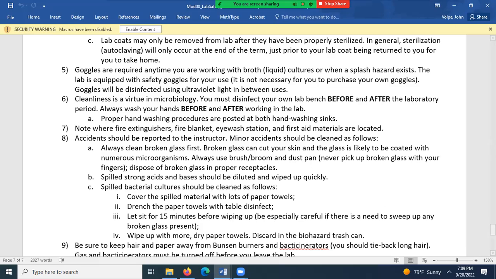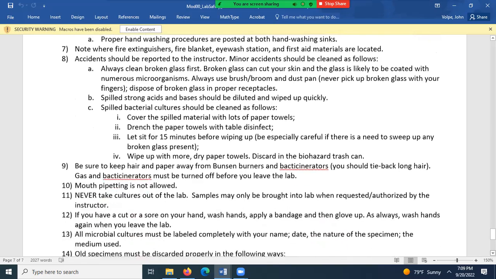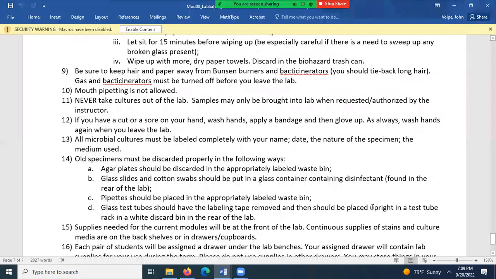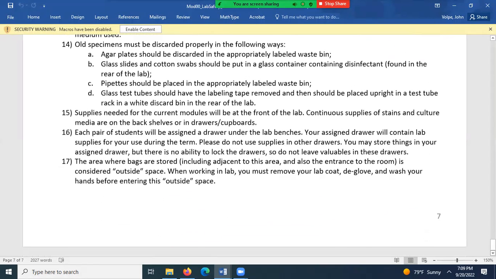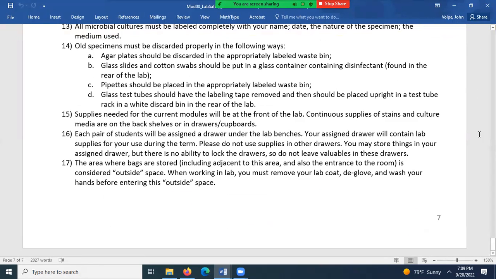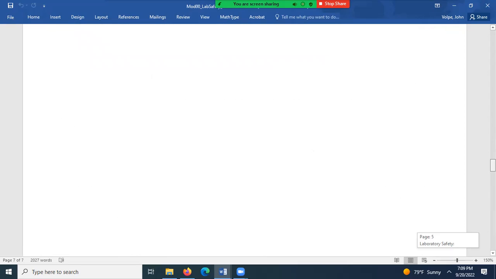All right, I've already talked about that, so I'm not going to talk about it again. Keep hair and paper away from the Bacti-incinerators. All right, I think that's it. Any questions about the lab? If not, I just have a question about Rule 5.